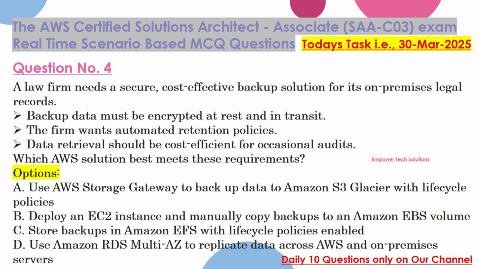Options: A. Use AWS Storage Gateway to back up data to Amazon S3 Glacier with lifecycle policies. B. Deploy an EC2 instance and manually copy backups to an Amazon EBS volume. C. Store backups in Amazon EFS with lifecycle policies enabled. D. Use Amazon RDS Multi-AZ to replicate data across AWS and on-premises servers.